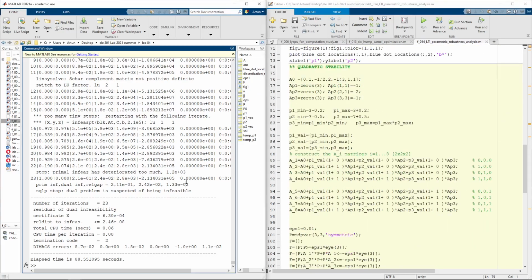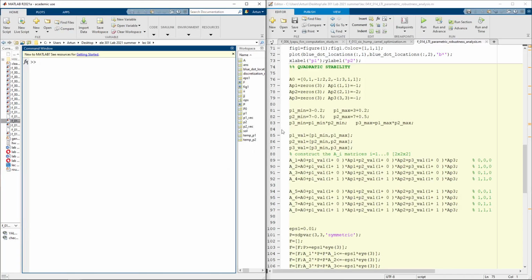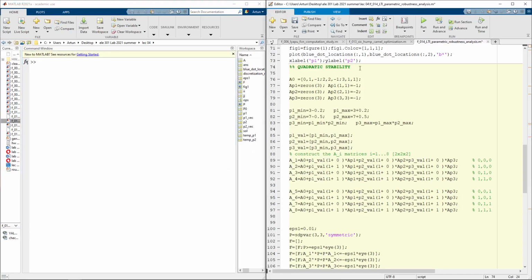Okay, all right, I'm now going to go step by step. Wait a sec, yeah, task 2. Okay, this is task 2: prove quadratic stability for given parameter intervals. Yeah, for that I need to explain a couple of things.